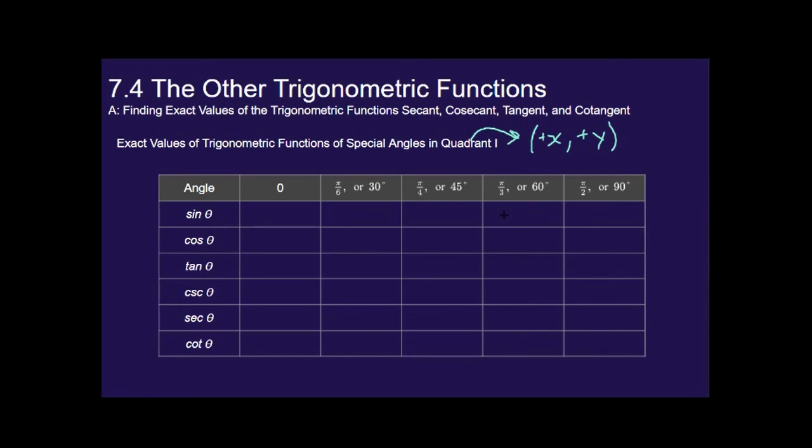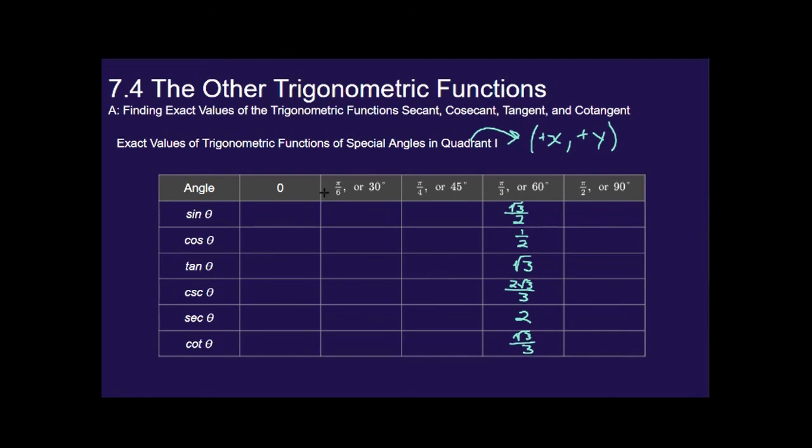Okay, so we came up with sine is equal to square root of 3 over 2. Cosine is 1/2. Tangent is square root of 3. Cosecant is 2 square root of 3 over 3. Secant is 2. And cotangent is square root of 3 over 3. Okay, pause this video, go through and try to fill in the rest of this table and then come back.